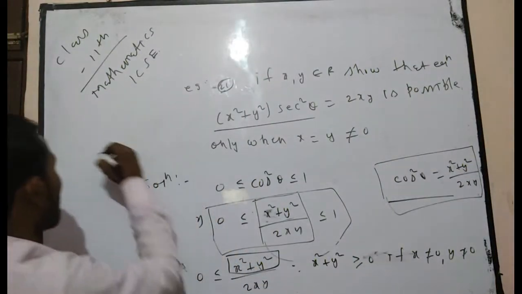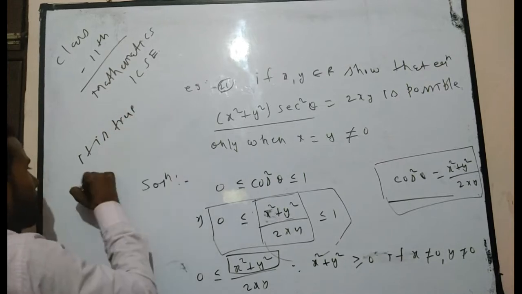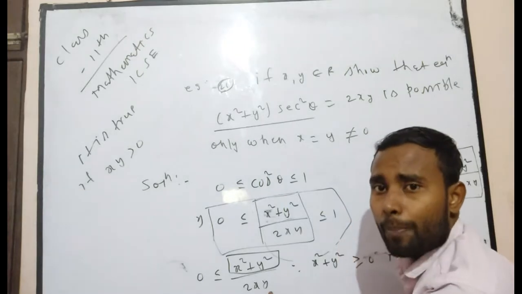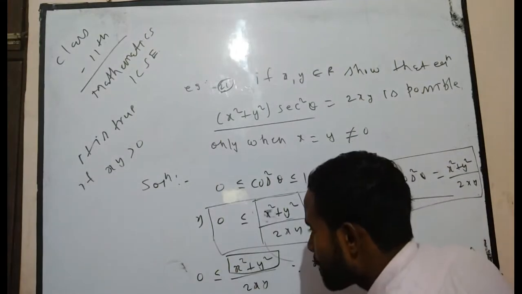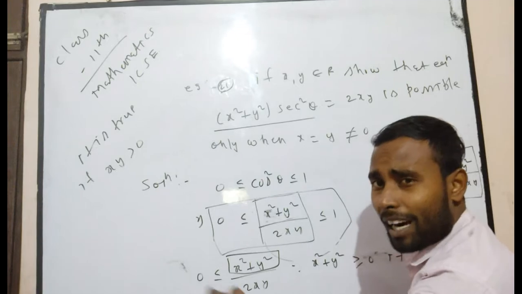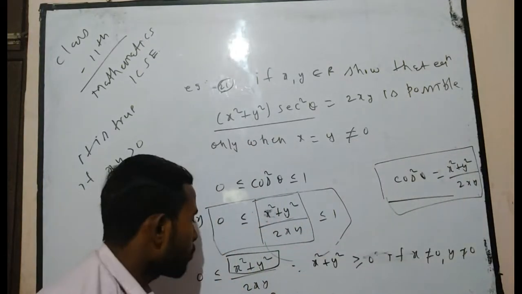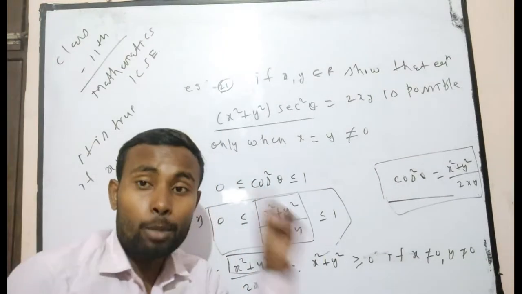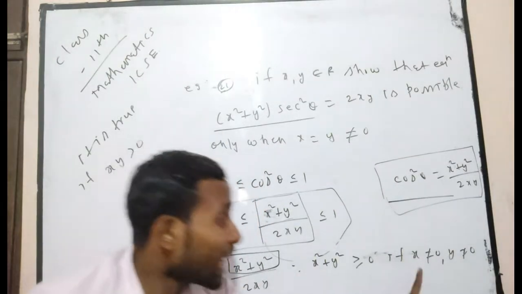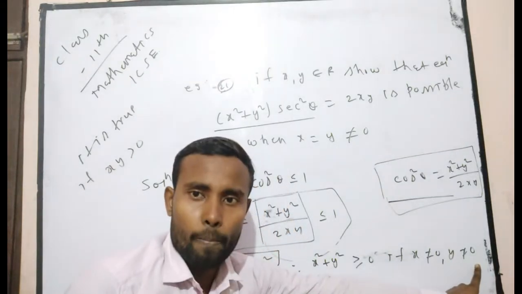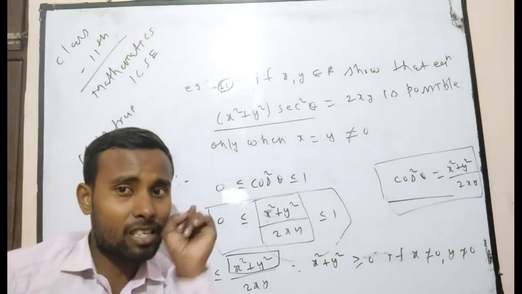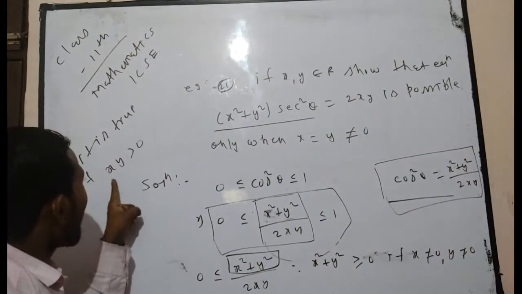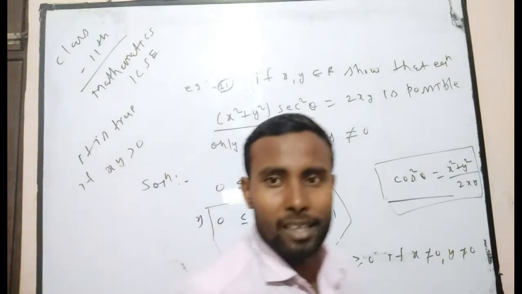If xy is greater than 0, because if xy become negative, if x times y become negative, then the whole expression will be negative. In that case, it can't be true. Because x square plus y square by 2xy is greater than or equal to 0. As you know that x square plus y square is always greater than or equal to 0, that means always positive. With x not equal to 0 and y not equal to 0, then there exists a single case. This is true when xy is greater than 0.